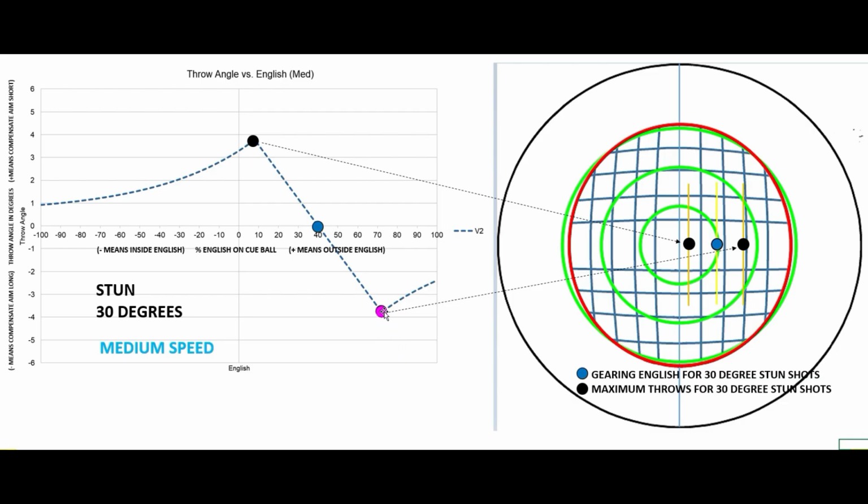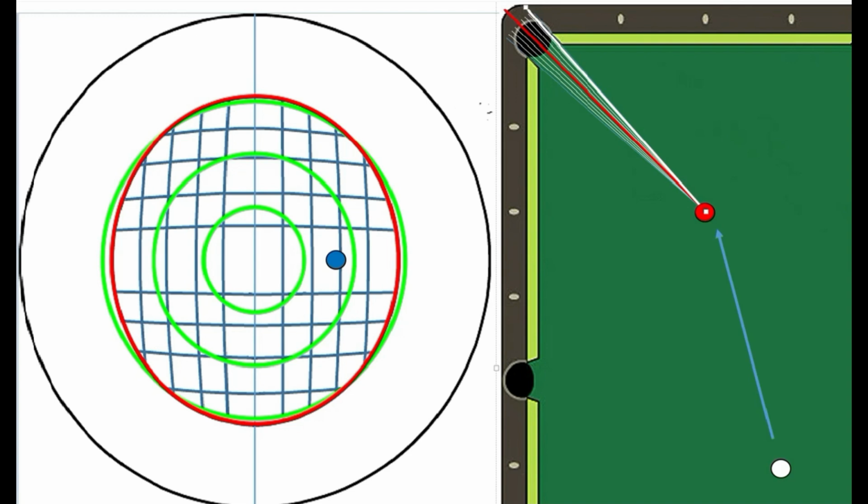Again, throw is dependent on friction. The most friction occurs at 70% outside English. If you increase the English from 70% outside, the friction decreases, therefore the amount of throw decreases. From 70% outside spin to 100% outside spin, your compensation will decrease.